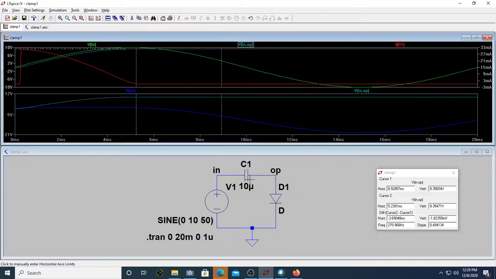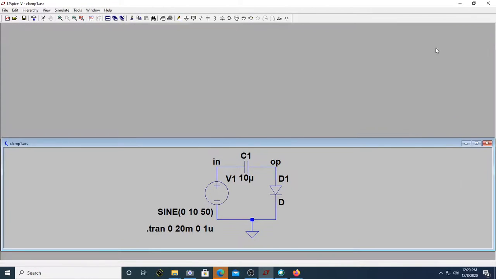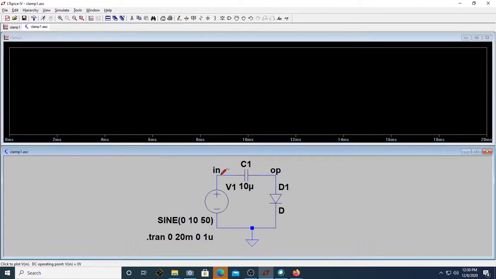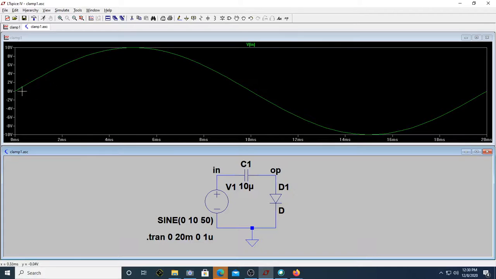If I go back to this, during only the first quarter of the cycle, let us redo it again. Let me say this is my input voltage increasing from 0 to 10, then coming down to 0 and then going down to minus 10. Let me see how the capacitor charges.